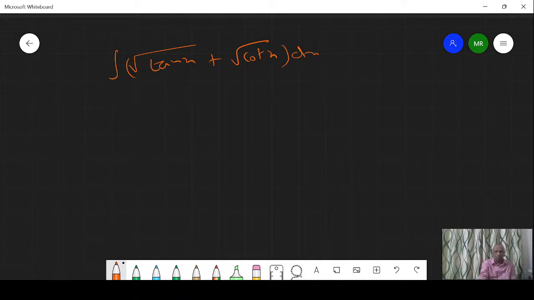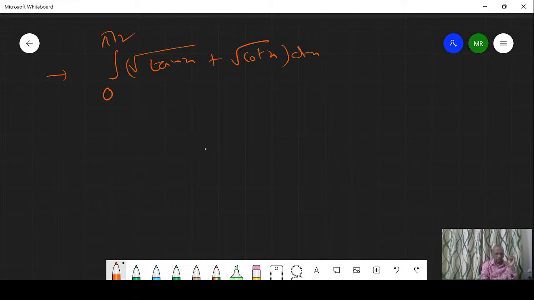So this is one of the problems. They may ask this problem with limits or without limits, two options. The procedure will be the same, no issue. Sometimes they ask with limits 0 to pi by 4, sometimes 0 to pi by 2. So this is an important problem. The procedure will be the same, without limits or with limits.